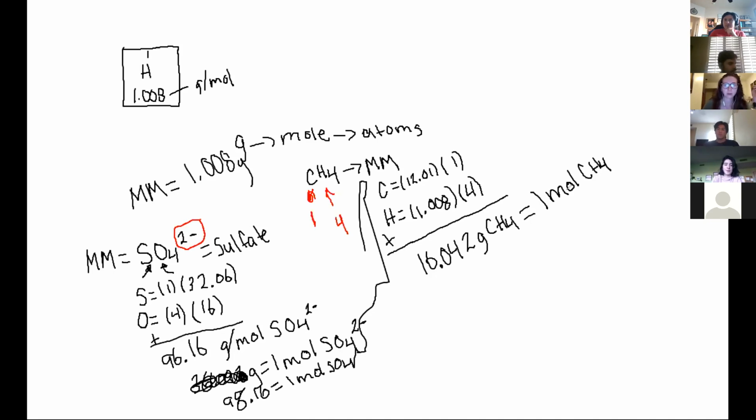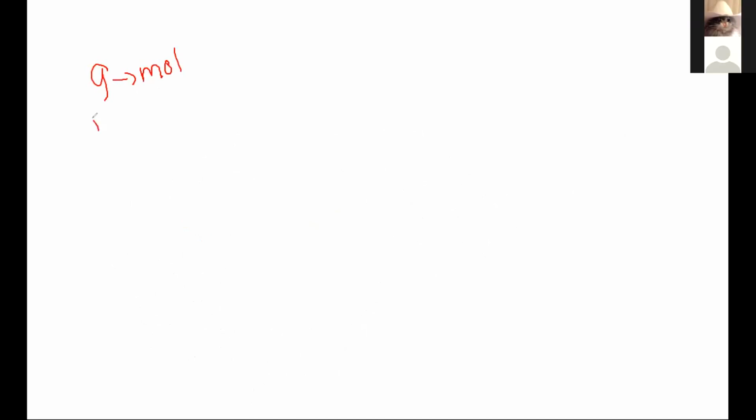Good question though. So let's try a practice problem where we use that molar mass conversion to go from grams to moles, right? We'd have to use molar mass to go from grams to moles or from moles back to grams.